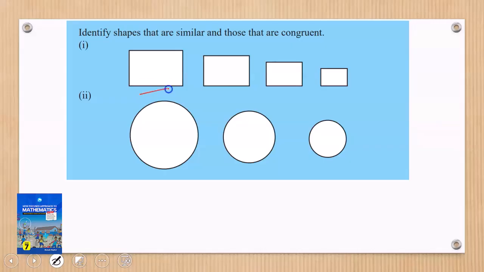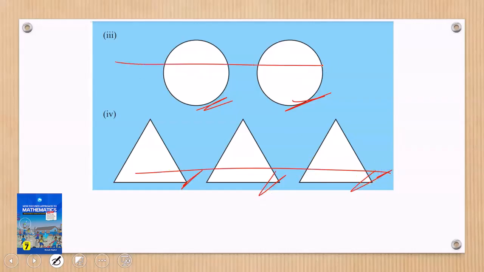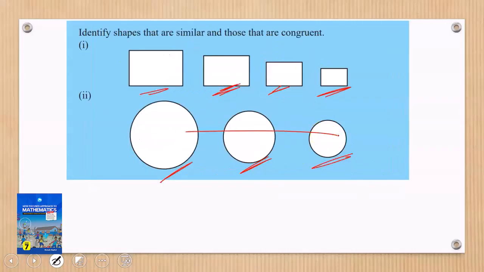So you can see that this and this are similar, and they're also similar and similar. This is similar and similar. They are all similar. None of them is congruent because the sizes are not the same. Good. Now, when we come to this and this, here we can say they are congruent because they have the same size and the same shape. This and this are also congruent. So these are congruent, these are congruent, these are similar, these are similar.